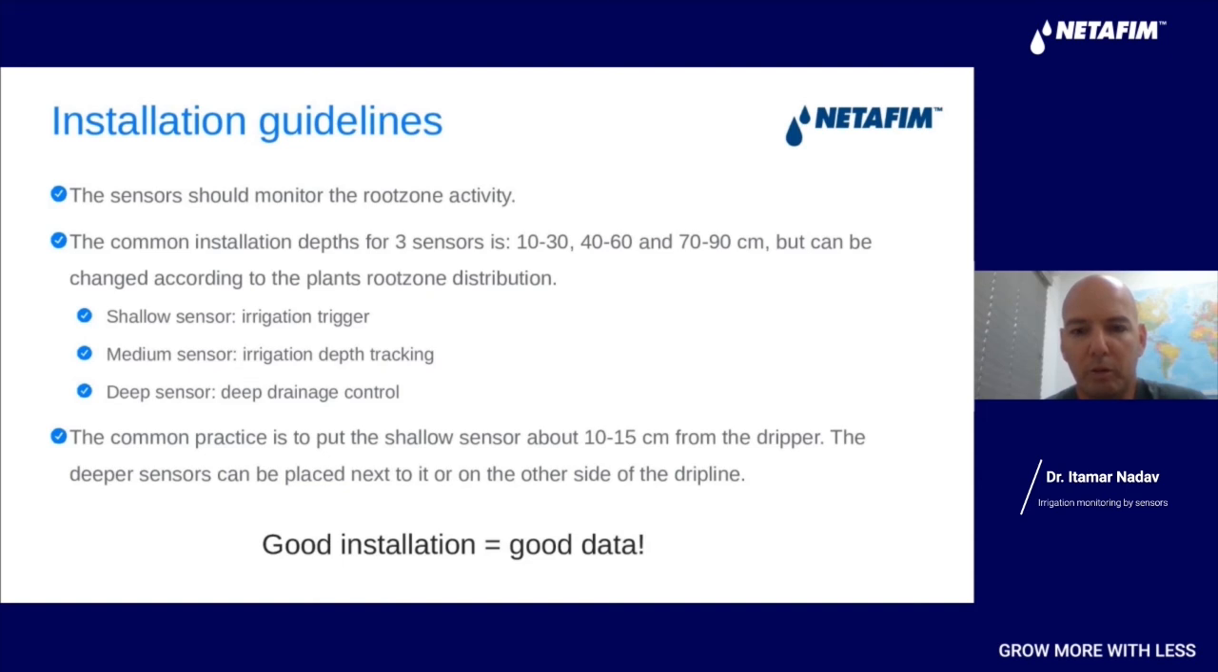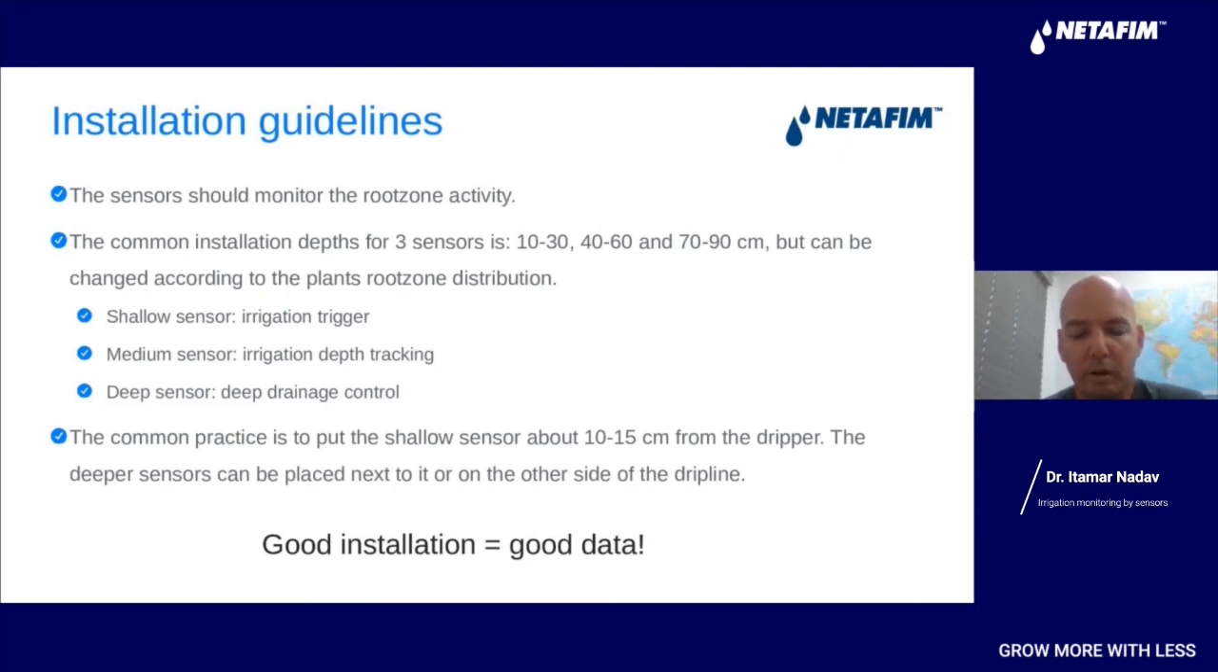But this is the general depth that we install, where the shallow sensor usually is used for irrigation trigger, the middle one for irrigation depth tracking. So if not enough water reached the medium sensor, the middle one, that means that we didn't irrigate enough. And the deeper sensor is usually there for monitoring if we are not doing any leaching or over-leaching of water below the root zone.